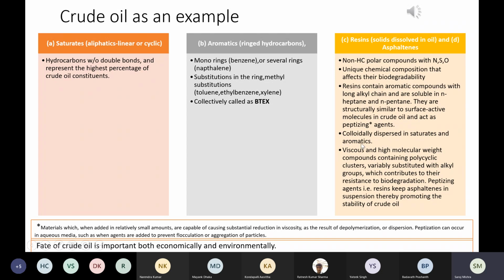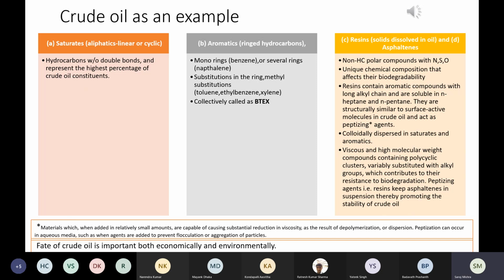So it is like a colloidal suspension in the crude oil. That is what is called as resin. Okay, then these are viscous, high molecular weight compounds containing polycyclic clusters, etc. And these are resistant to biodegradation. The peptizing agents such as resins, they keep asphaltenes in suspension, thereby promoting the stability of crude oil.